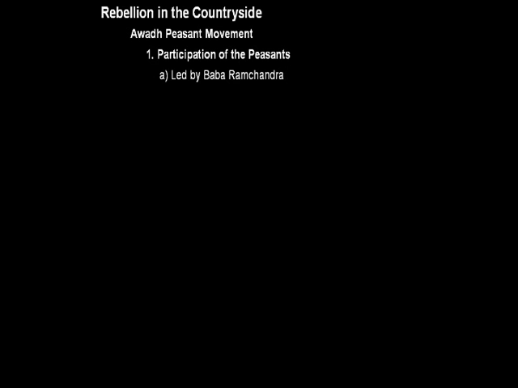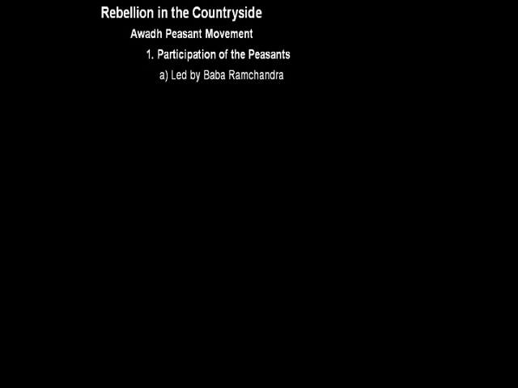The peasants participated under the leadership of Baba Ramchandra, who was a sannyasi and had worked as an indentured labor. Now what do you mean by indentured labor? We are going to discuss this concept again in the coming chapters, but here I will just give you a definition. These were the contract laborers who were taken to different parts of the country or the world to work in the plantations. Because a contract was signed between the employer and the employed, they were termed indentured labor.